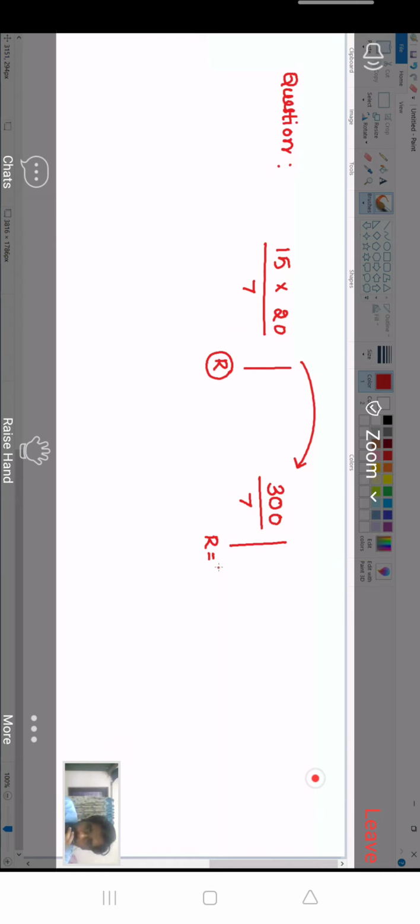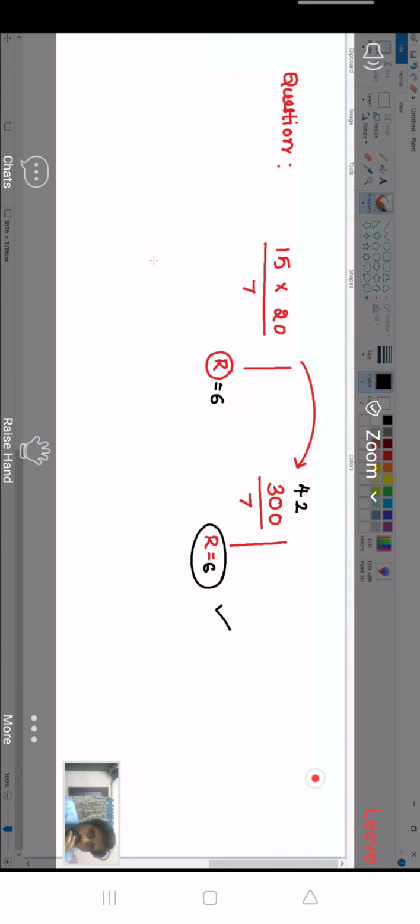So the remainder is going to be 6 in this case. We can do the manual calculation. 7 fours are 28. We are left with 20. 7 twos are 14. We are left with a remainder of 6. So we can say the remainder in this case will be equal to 6.